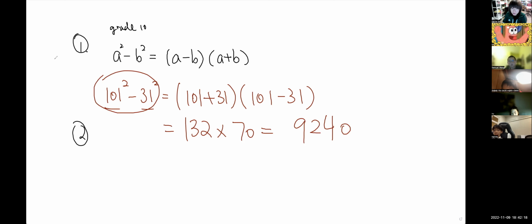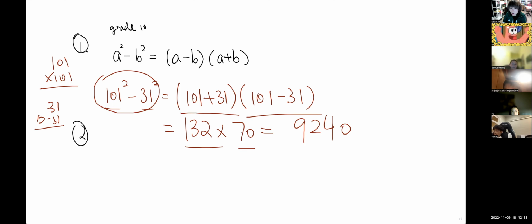Okay, so you can compare with this one. If you calculate 101 times 101 and 31 times 31 on a calculator, there are a lot of big numbers, right? Two digit times two digit, three digit times three digit. But for this one, it's just one bigger number multiplication. Get it? Even for me, I always make mistakes, right? So for everybody it's the same thing. The fewer big numbers, the easier you get the answer.